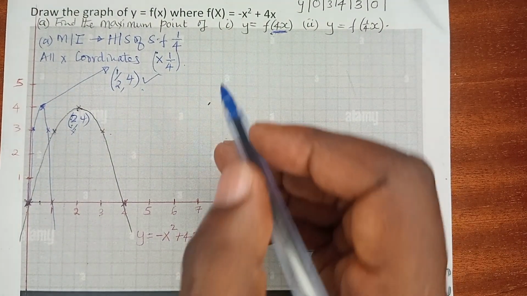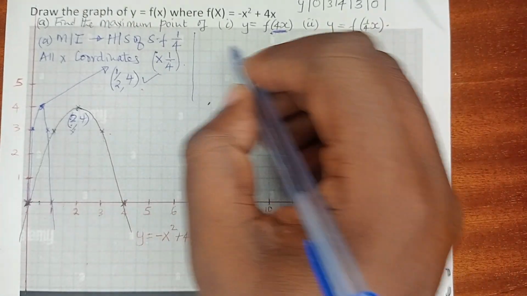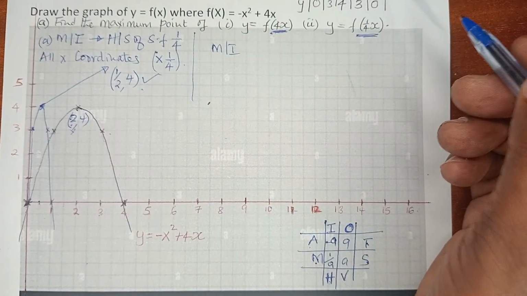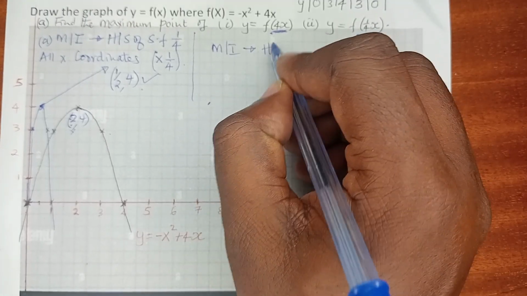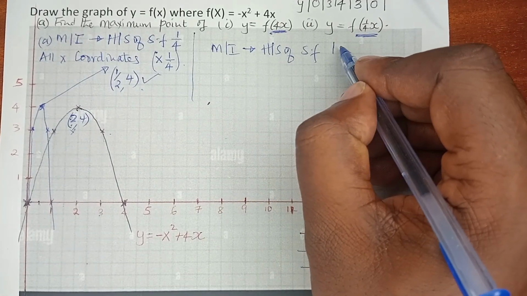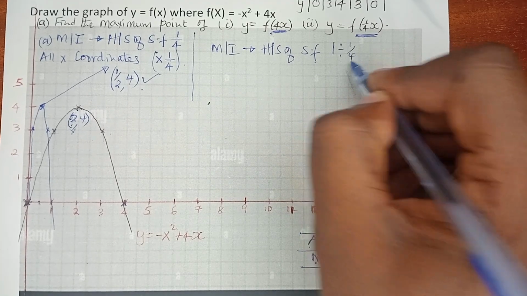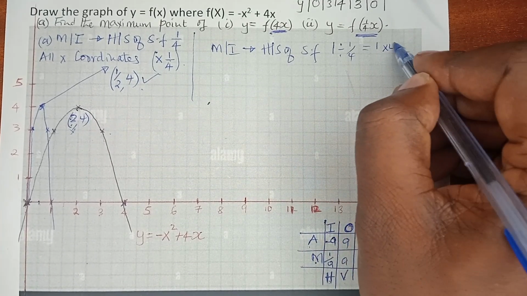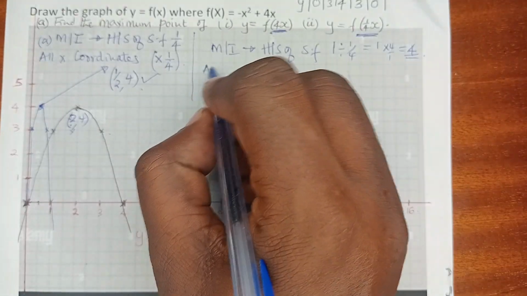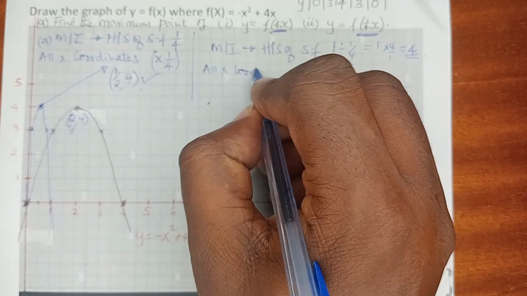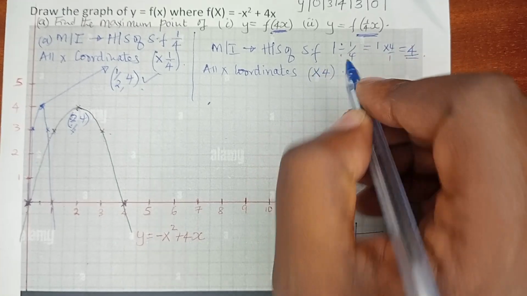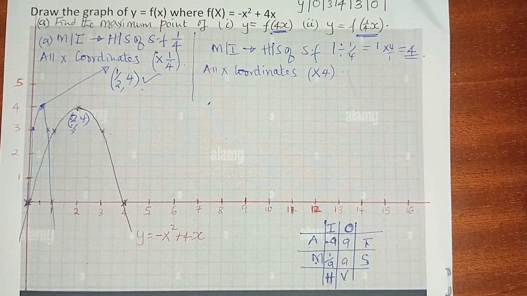Part 2 of the question is still multiplication inside, a quarter x, which is again a horizontal stretch. The scale factor is 1 divided by 1 over a quarter, which is 1 times 4 over 1, basically 4. That means all x coordinates are multiplied by 4.